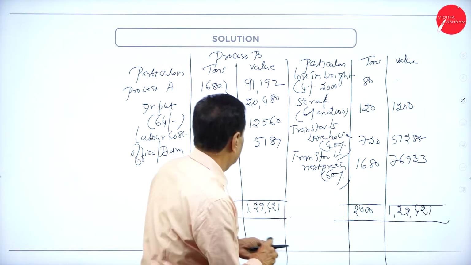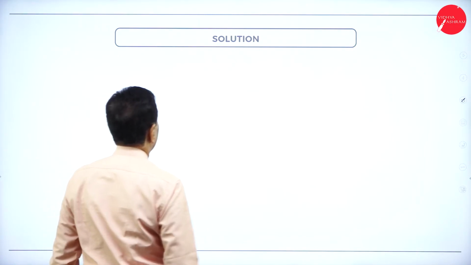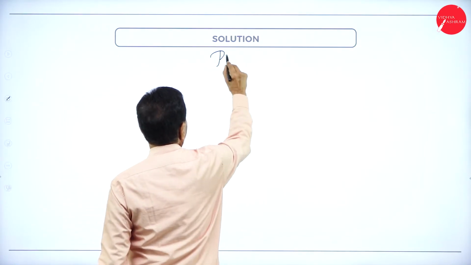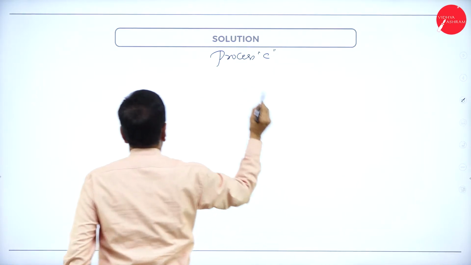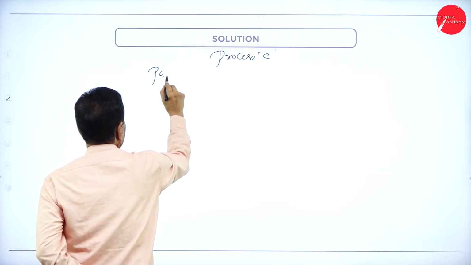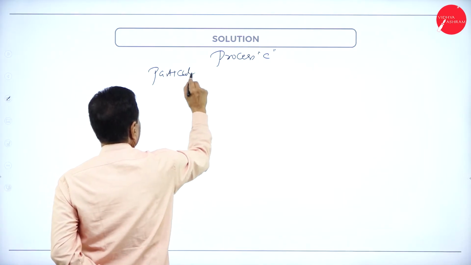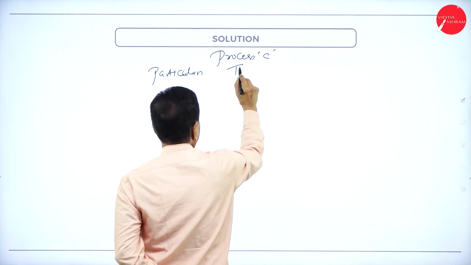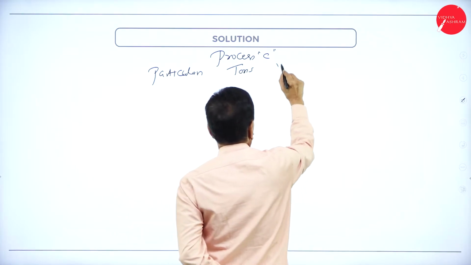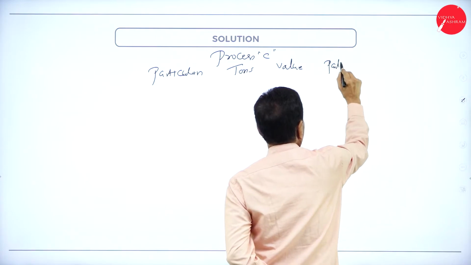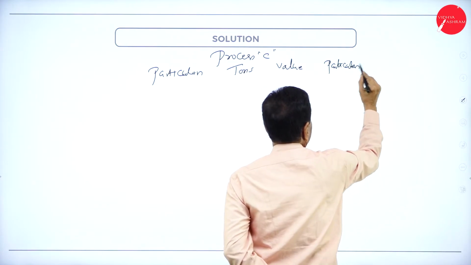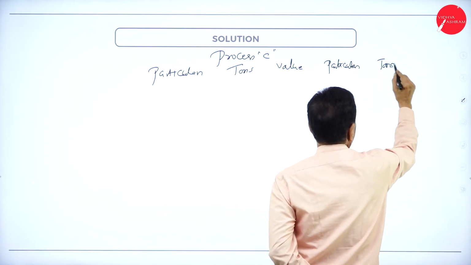So last process, process C. Particulars, tons, value. Particulars, tons, value.